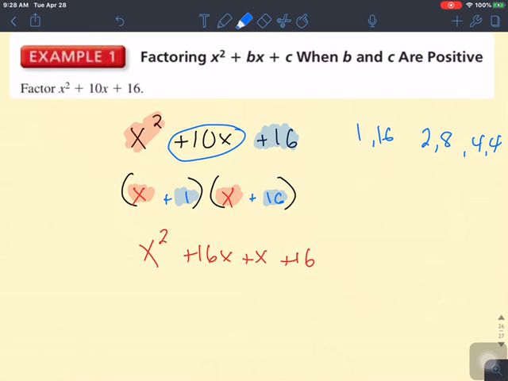So we have a match here with 16 and x squared. But the problem is that 16x plus x gives you 17x, and we're trying to get 10x. So the 1 and 16 don't work. Those two factors don't work. And really, here's the question.